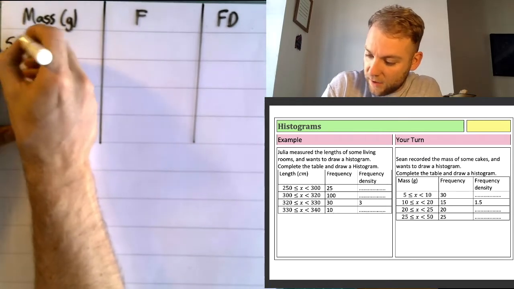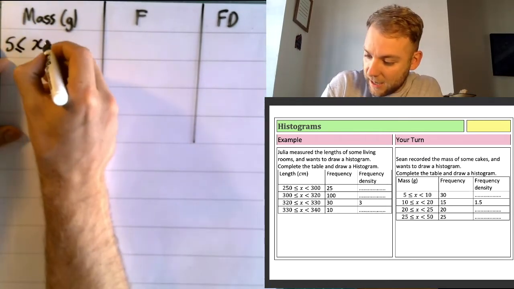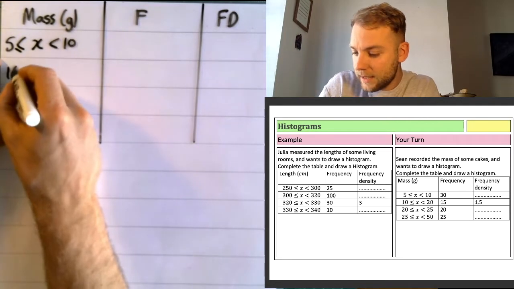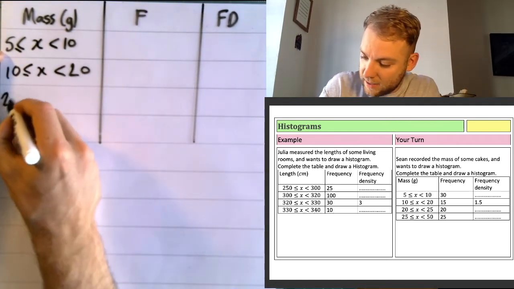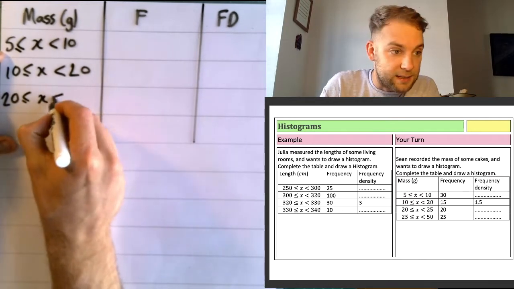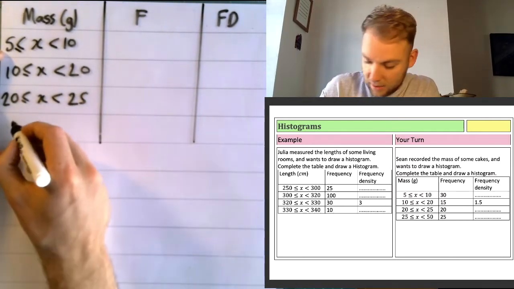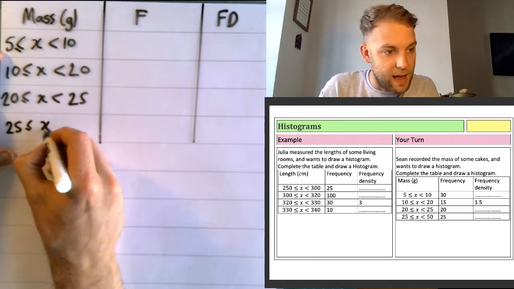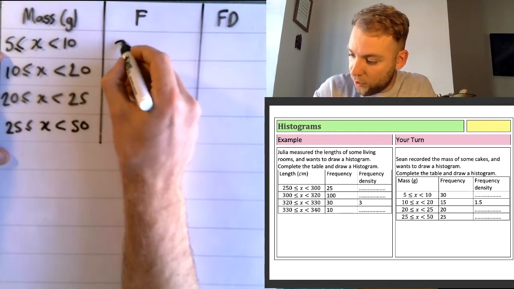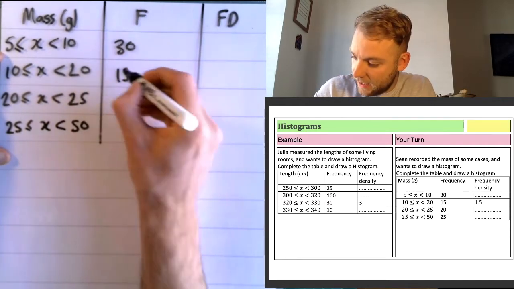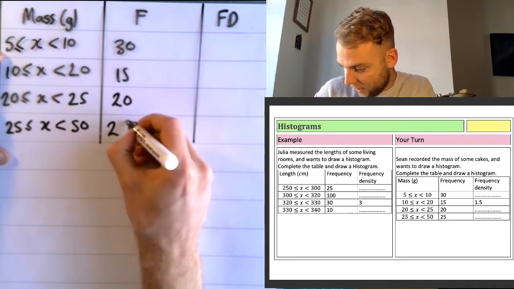So 5 is less than or equal to x is less than 10. 10 is less than or equal to x is less than 20. 20 is less than or equal to x is less than 25. And 25 is less than or equal to x is less than 50. And as we go up here, we've got 30, 15, 20, and 25.